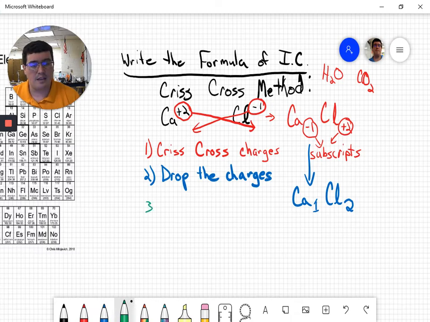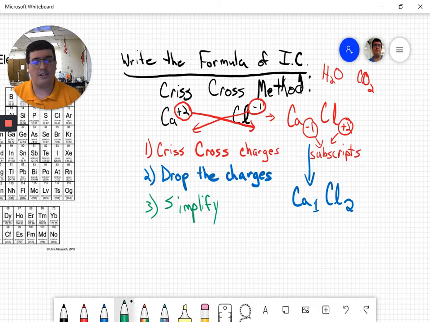Step 3 can be the most difficult, or it can be the easiest. We simplify. And remember, whenever you simplify, you're either going to get rid of the 1s, or we are going to divide.